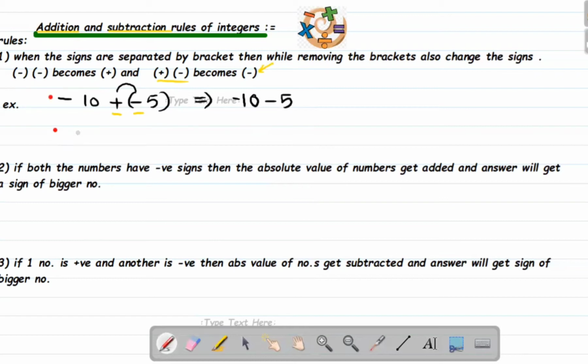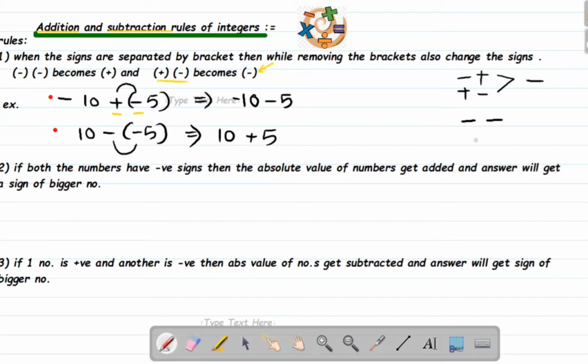Let me take one more example, that is 10 minus minus 5. Now 10 will remain as it is. While opening the bracket, two minus signs come directly in front of each other, so this results in a plus, because minus minus becomes plus. Plus minus or minus plus, when they come directly in front of each other, gives a negative final sign. And whenever two negative signs come in front of each other, or two positive signs, it will always be a positive, right?